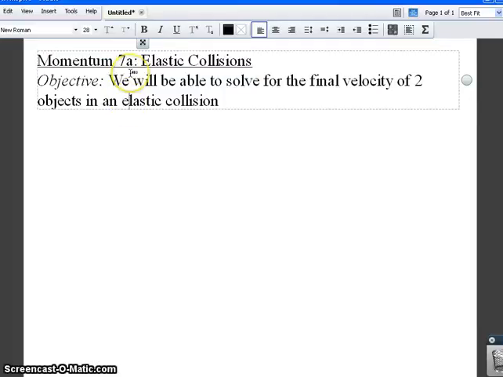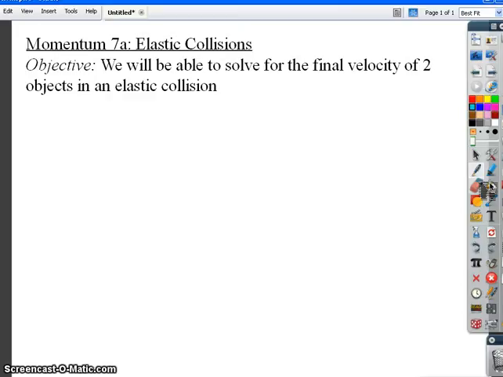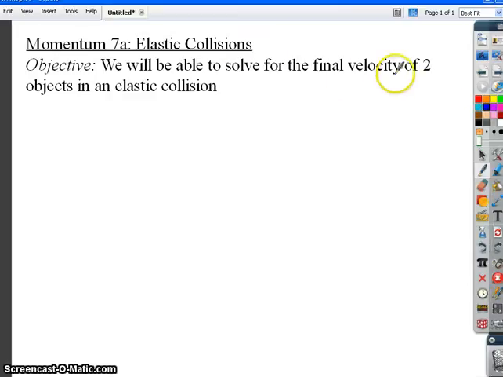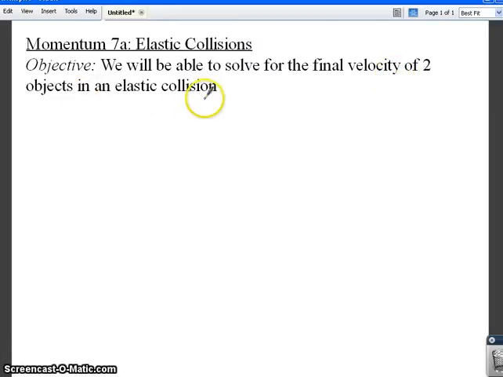This is Momentum 7a. I am going to break this up into two videos here, because the first part is complicated enough on its own, and I wanted you to focus on that first before you moved on. We're going to be able to solve for final velocity of two objects in an elastic collision. So let's take a look at what we're talking about here.